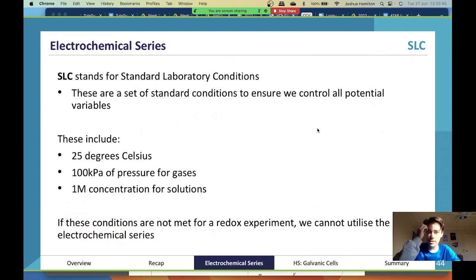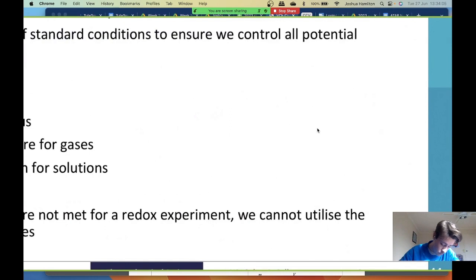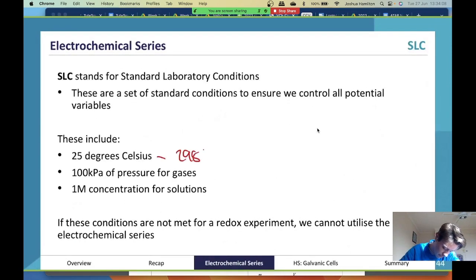So looking at this, just quickly, because we did discuss this, SLC conditions. SLC conditions are what we refer to as standard laboratory conditions. These are a set of standard conditions to ensure we control all potential variables. So these include having whatever you're doing at 25 degrees Celsius, also could be referred to as 298 Kelvin, because Kelvin, degrees Celsius, we know all about that now. If it is a gas, it needs to be at 100 kilopascals of pressure. So that is just a measurement of pressure. You need to be at 100 kilopascals. If it is a solution, it needs to be at 1 molar concentration.